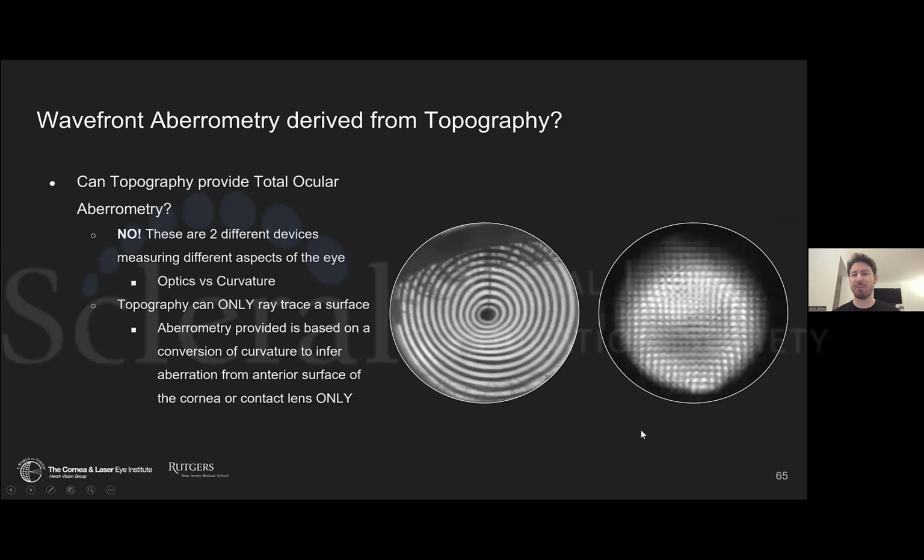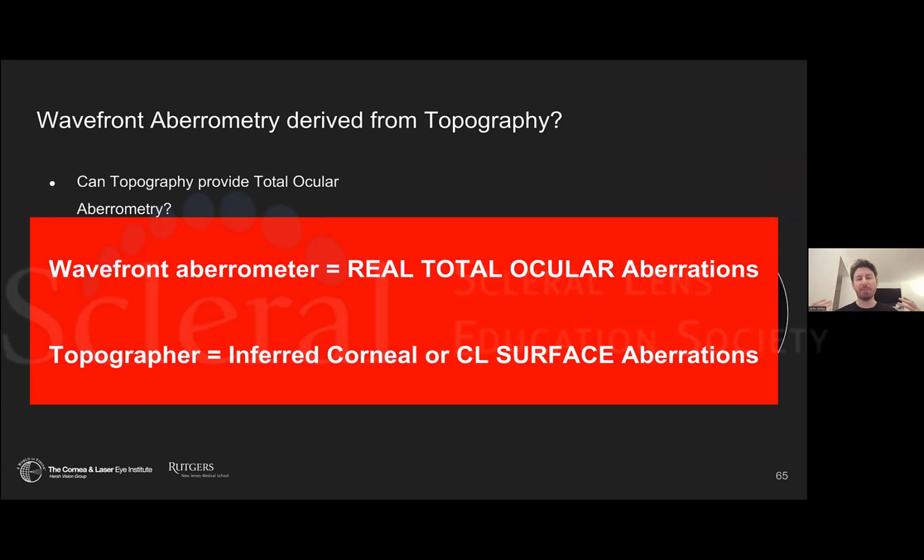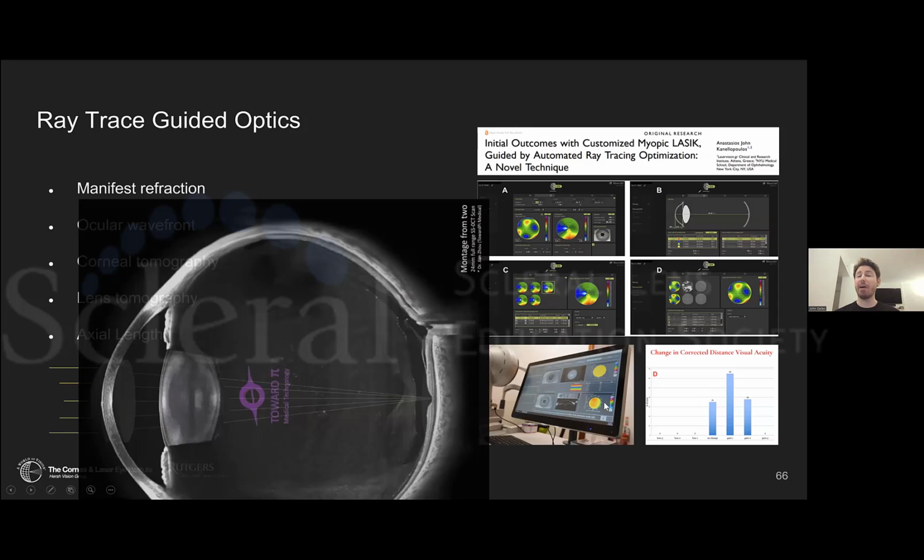So can wavefront really be derived from topography? No, they're two different devices. Topography measures just the surface and uses essentially ray tracing to calculate what the optical quality would be, versus aberrometry, which measures total eye aberrations. So kind of think of it like that. So real total aberrations versus inferred aberrations.